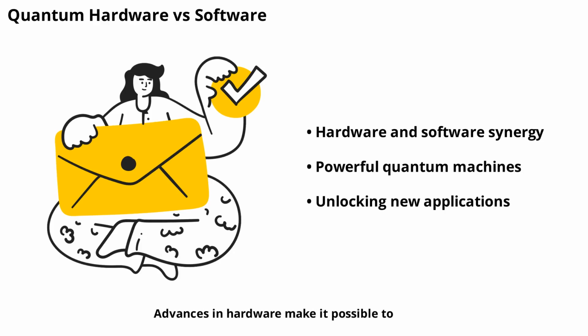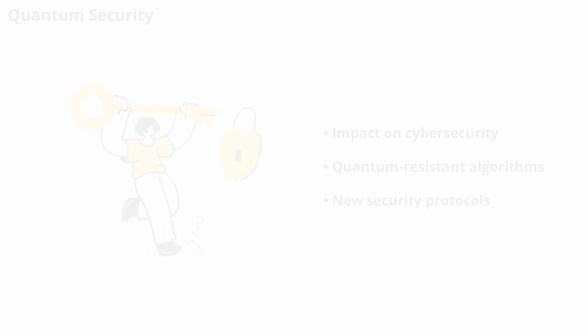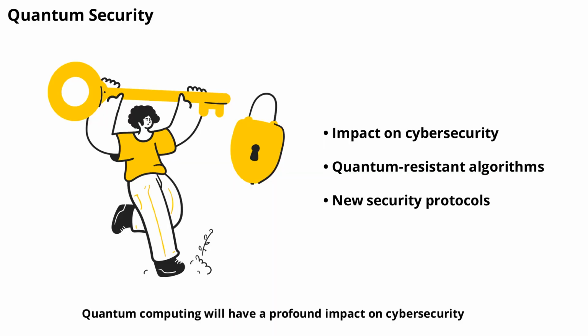Both hardware and software are critical to quantum computing success. Advances in hardware make it possible to build more powerful and reliable quantum machines, while software innovations unlock new algorithms and applications. The interplay between the two will shape the future of the field. Cloud-based quantum services are making it easier for businesses and researchers to experiment with quantum computing. Providers offer access to real quantum hardware and simulators, enabling users to run experiments and develop new algorithms from anywhere in the world.